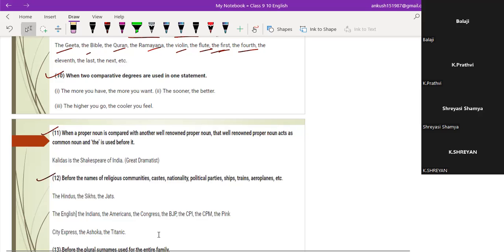When two comparative degrees are used in one statement. How do you explain it? We are talking about comparative degrees. Suppose any two comparative degrees are coming together in the same sentence, like "the more you have, the more you want". In this sense, both the comparative degrees would carry "the" before them. Okay, understood?